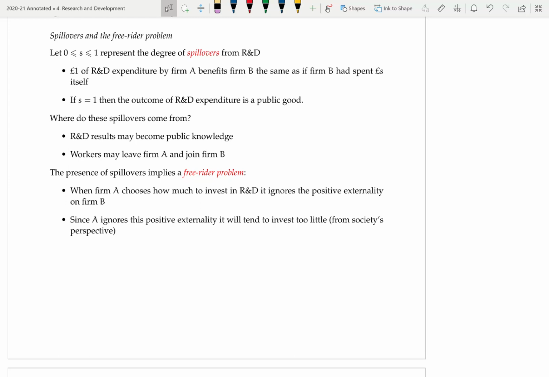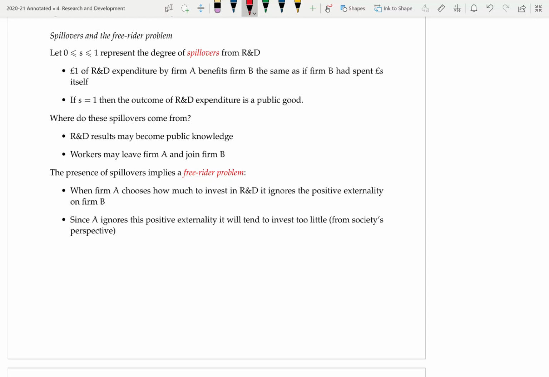One reason is spillovers. So what are spillovers from R&D? When one firm conducts R&D, it might have benefits for other firms. And these benefits may come because the R&D results of the first firm become public knowledge, or it might be that workers from one firm move to the other firm and take their knowledge with them.